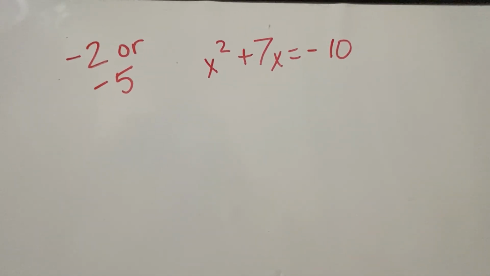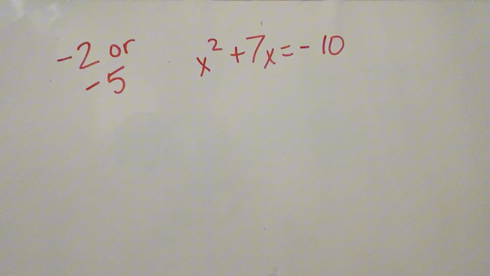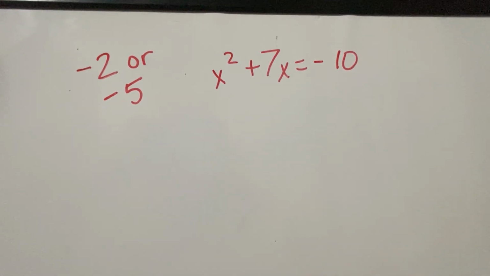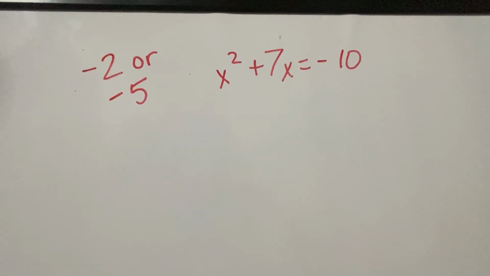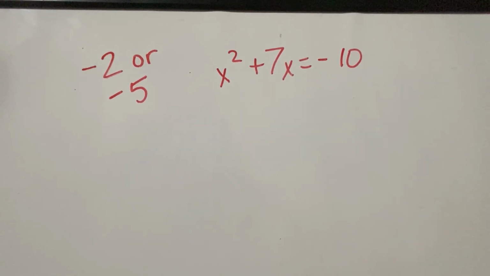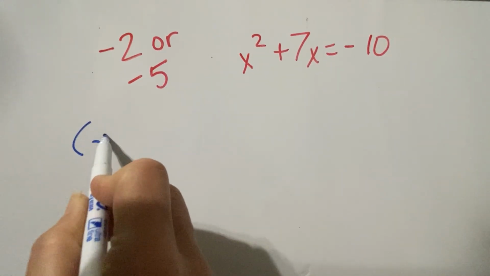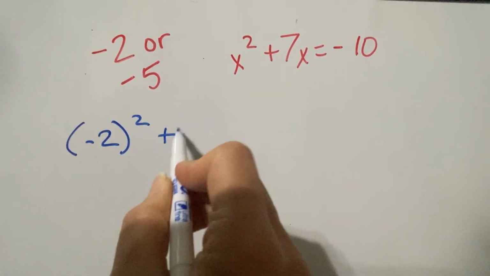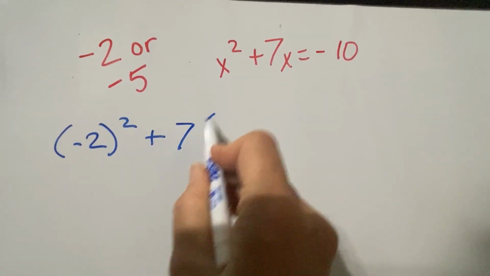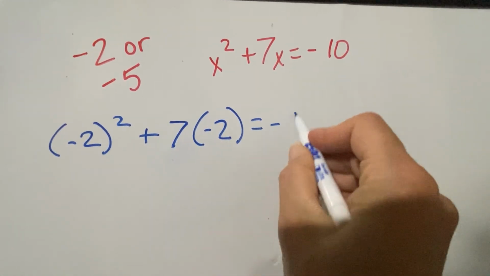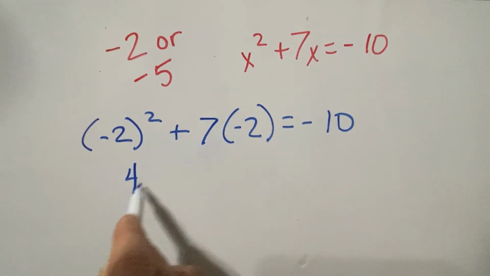Okay, here we are with our next example. This is letter B from page 97, the practice questions. They're going to say, okay, can we put negative 2 in for x? If we do, is it going to make it true? And then if we put negative 5 in there, is it going to make it true? So let's start with negative 2 first and say negative 2 squared plus 7 times negative 2, does that equal negative 10? Let's start with the 7 first. Negative 2 times negative 2 is a positive 4.